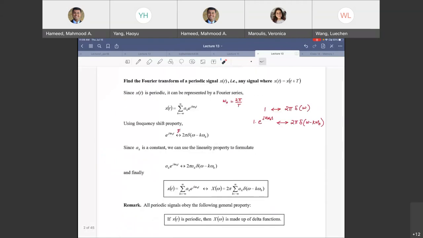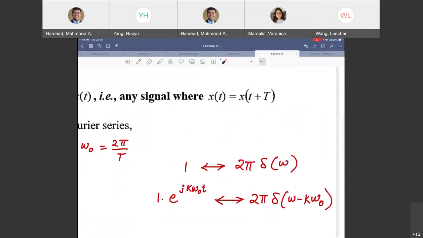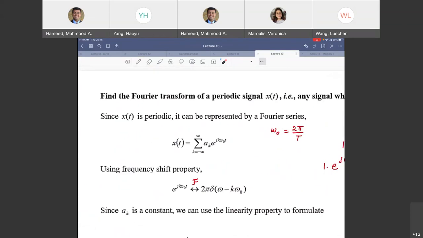All right, let's continue with Fourier transform. Fourier transform of a periodic signal. A periodic signal is one in which x of t equals x of t plus capital T, where capital T is the smallest time that satisfies this criteria, right? So the signal is periodic, x of t equals x of t plus T, and 2T and 3T and so on, of course. And we are trying to find the Fourier transform of that.